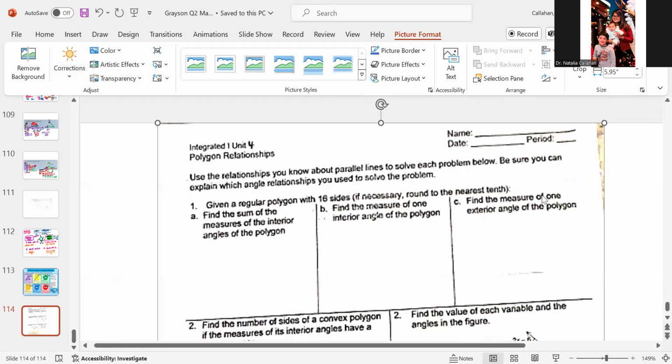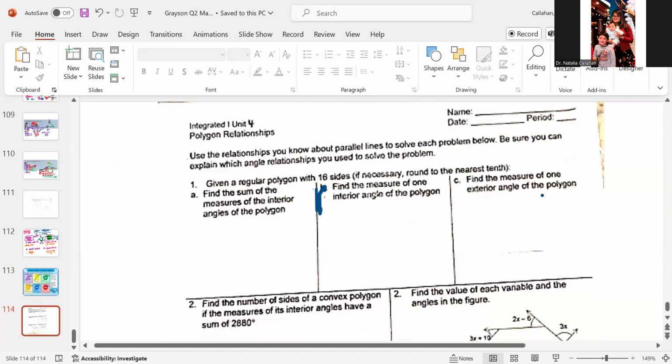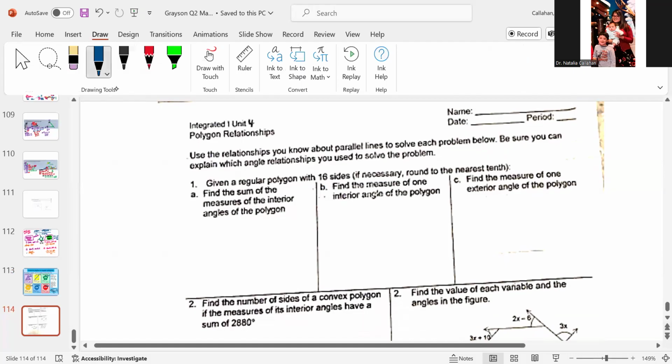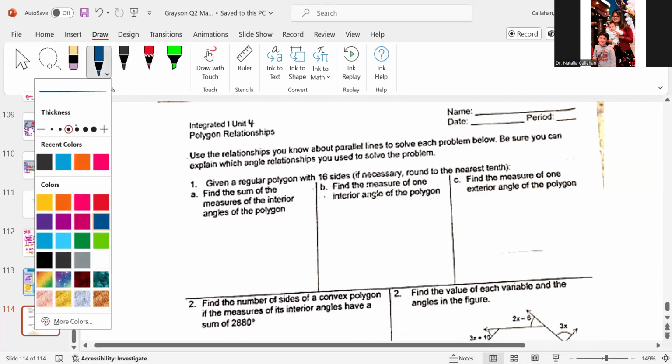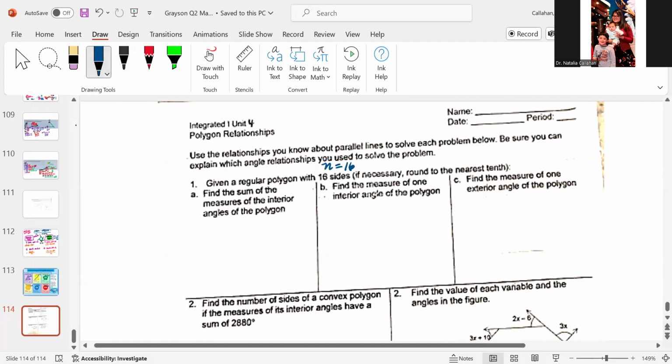Measures of the interior angles of the polygon. Given a regular polygon with 16 sides, so what's your n, first off? Yeah. So you're just going to put n equals 16. Round to the nearest 10th. 10th is just 1 decimal place, right? Okay. Find the sum of the measure of the interior angle of the polygon.